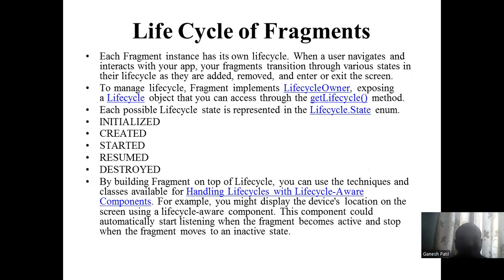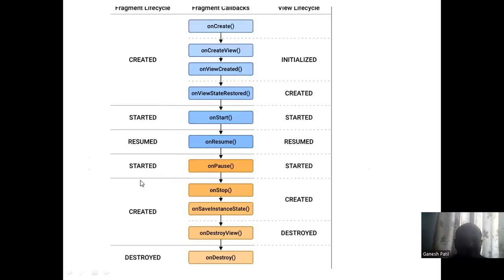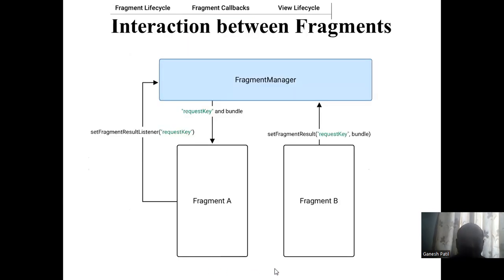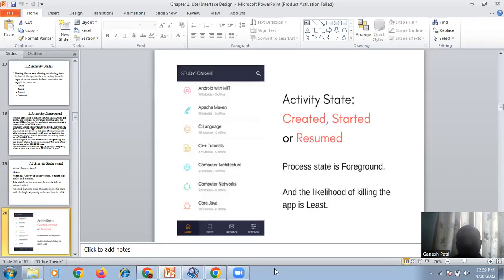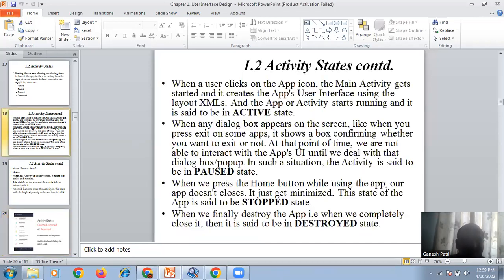This is the life cycle of fragments. Initialized, created, started, resumed, destroyed. See, already you saw this. Okay, first we can start this particular event, resume. Okay, you can pause, stop. Okay, you want to delete something, you use the destroy. Okay, all these activities are available.